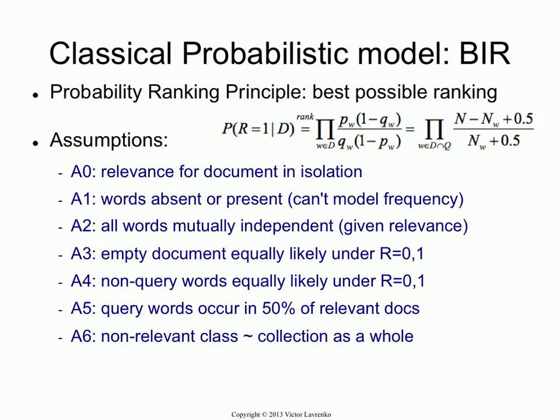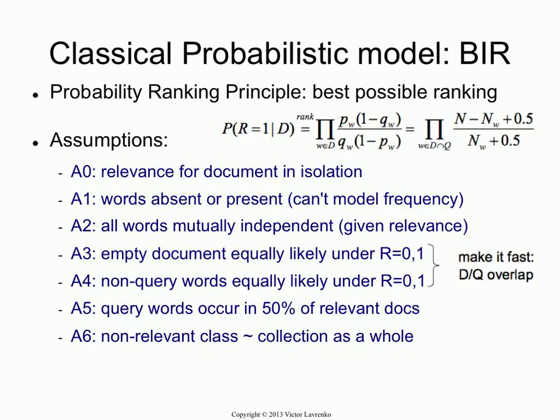So words are present or absent in the document. So we assumed that there is no frequency, and that allows us to have a single parameter, PW, for every word. Right? We assumed that all the words are completely independent of each other once you condition on relevance. So what that means is that we take this document, which is a set of words, and we can decompose the probability of a set into a product of probabilities for individual words. So that's where the product comes around.